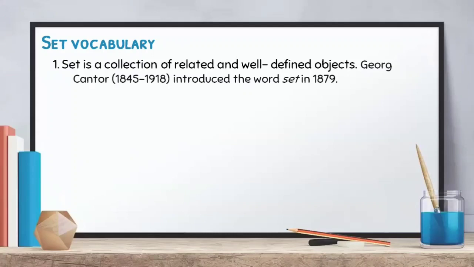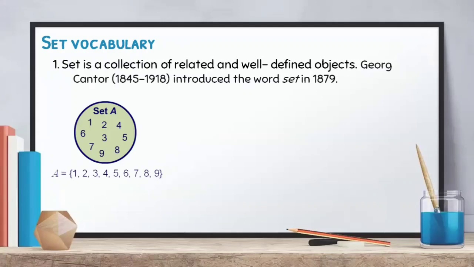Since we mentioned that a set is a collection of objects, we will have some examples. Number 1, we have a collection of numbers. So our set A is equal to 1, 2, 3, 4, 5, 6, 7, 8, 9. It could also be a collection of colors. So we have there set B is equal to red, yellow, and blue.